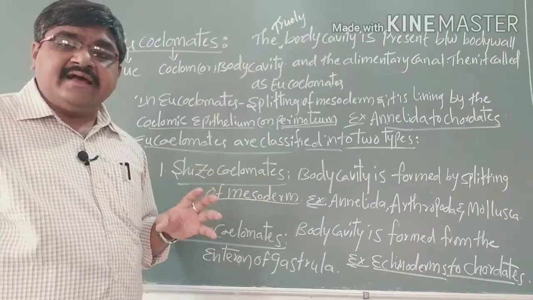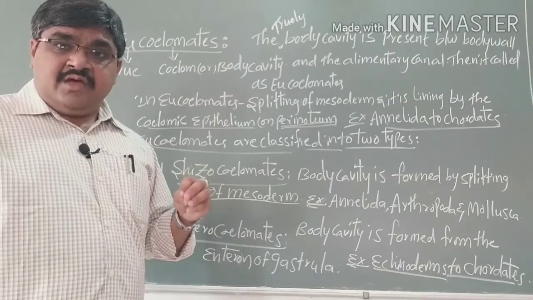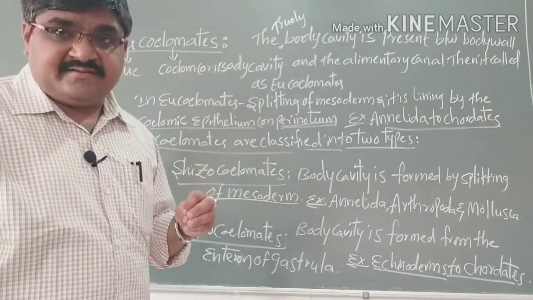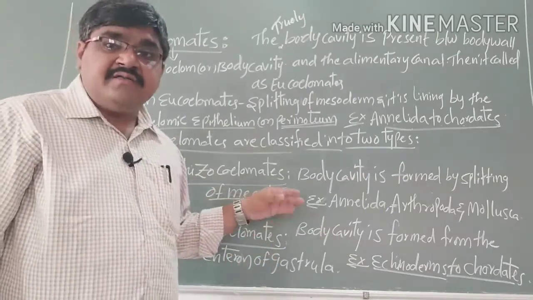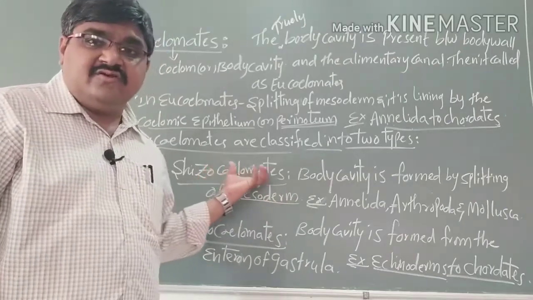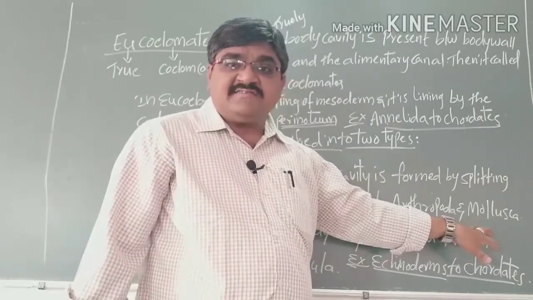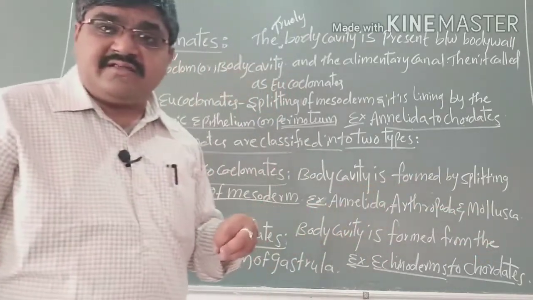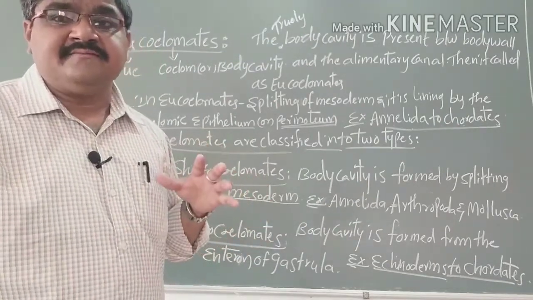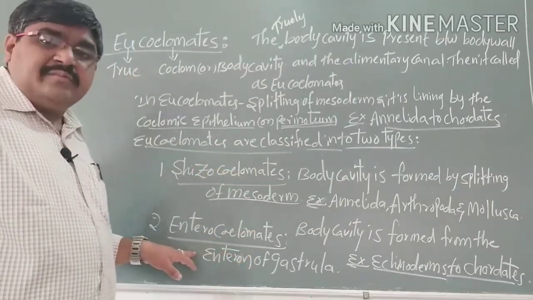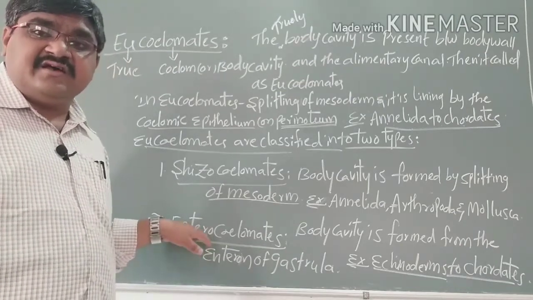Schizo means splitting. Here the splitting of mesoderm, that is the coelomic splitting of mesoderm by the epithelium layers. That is, if the body cavity is formed by the splitting of mesoderm, then we can call them isocoelomates. Examples are seen in Annelida, Arthropoda and Mollusca. These are also a type of eucoelomates.